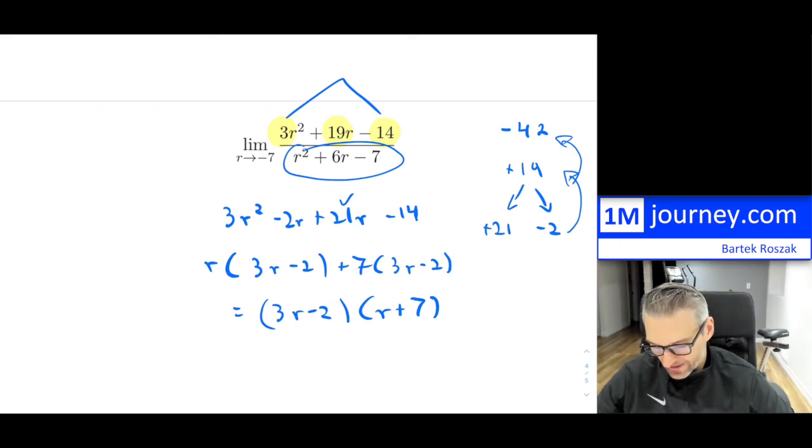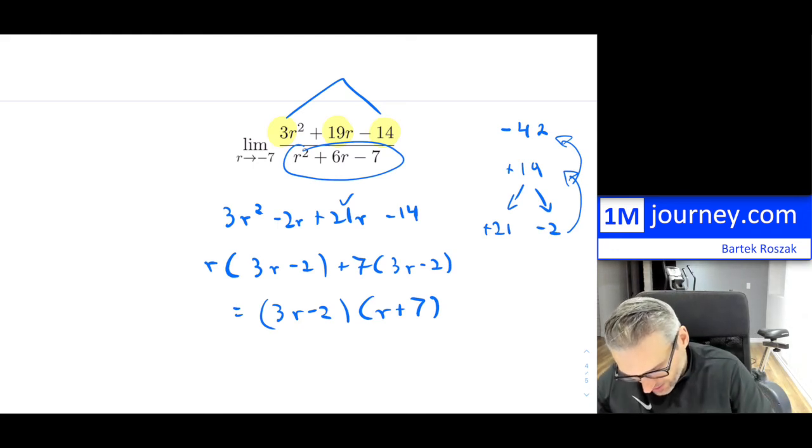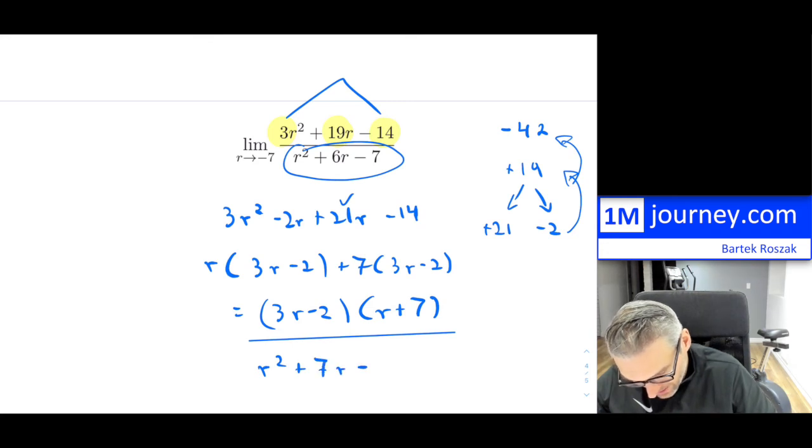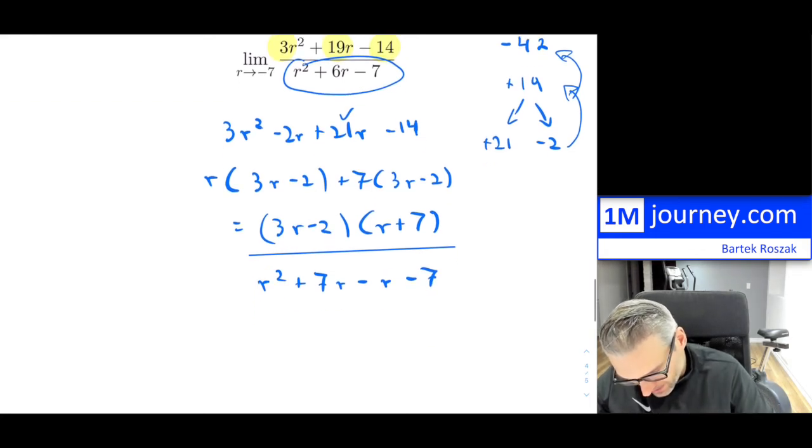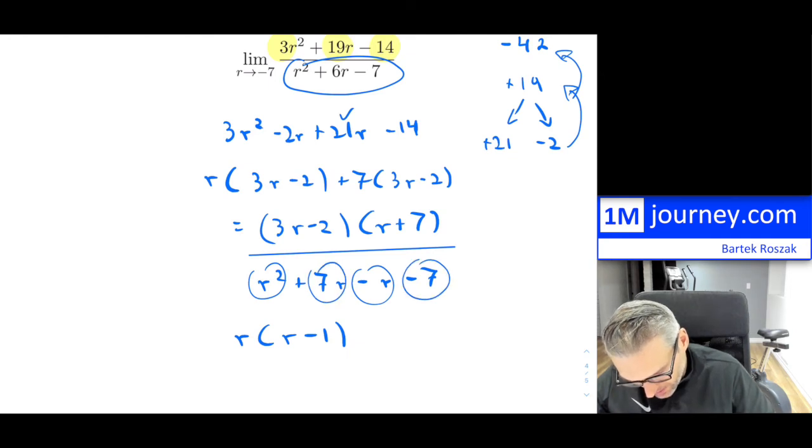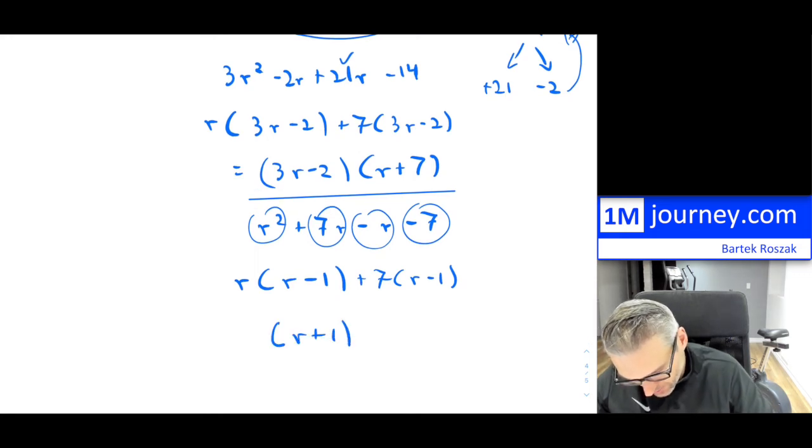R squared plus 6r minus 7. So here we're going to get, so that's negative 7, so that's going to be plus 7. So I guess it's r squared plus 7r minus r minus 7. That makes sense. Let me group this one and this one. So I'm going to get r, that's going to be r minus 1. Grouping this one and this one, take out the 7. That's r minus 1. And I get r plus 1. R plus 1, r minus 1.